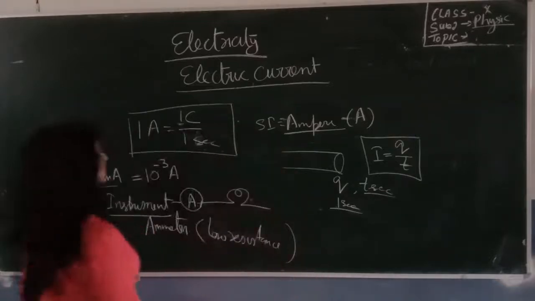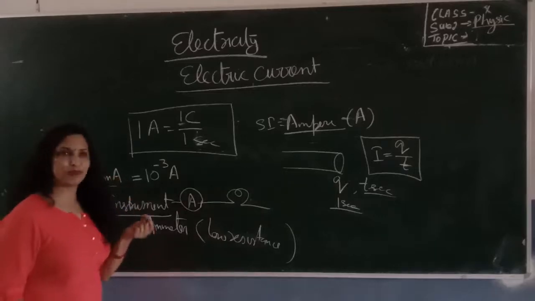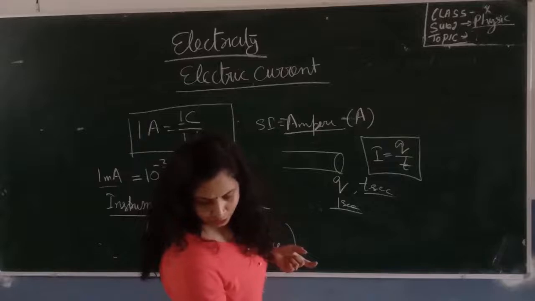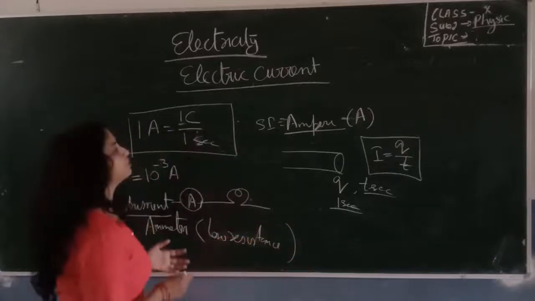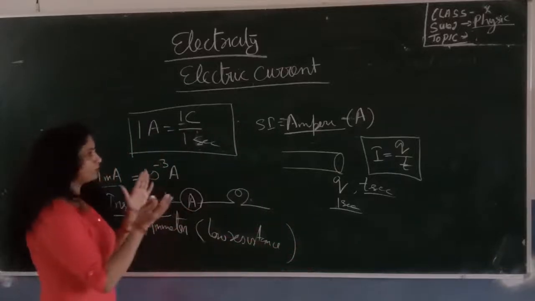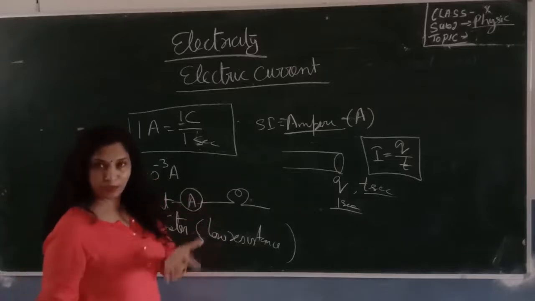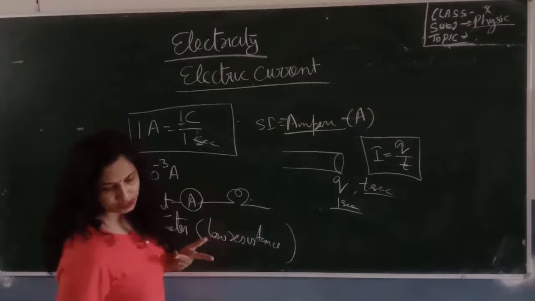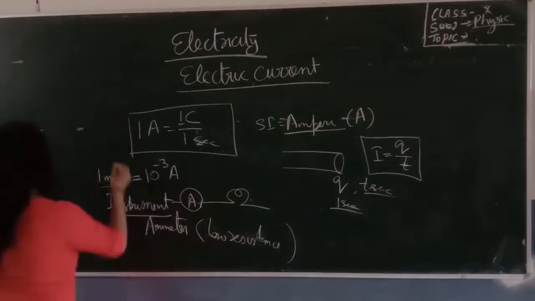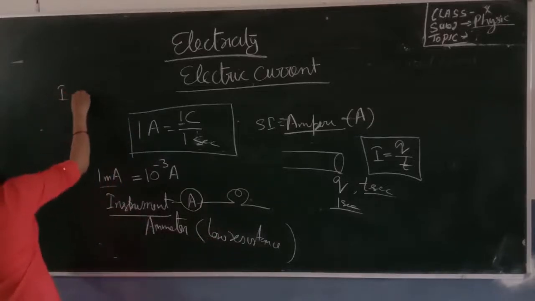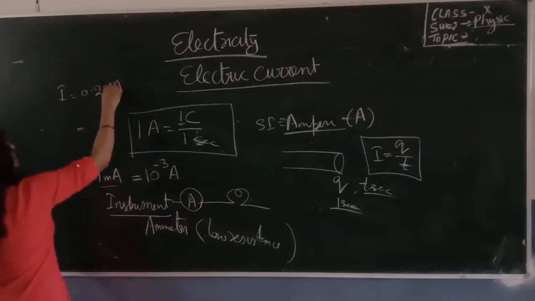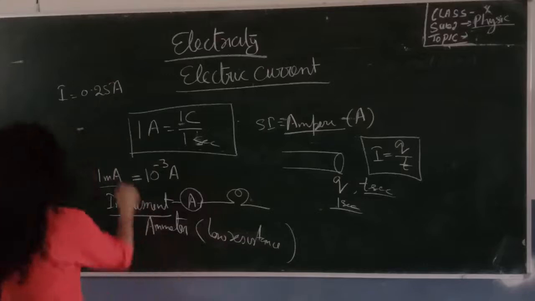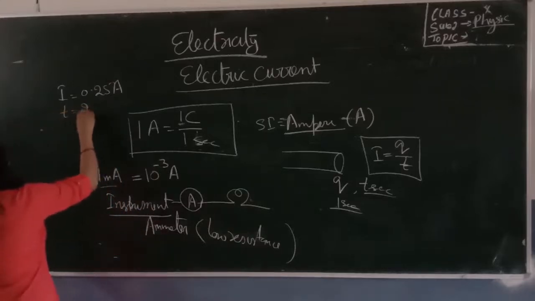Okay, now we can discuss some simple questions based on I is equal to Q by t. An electric bulb draws a current of 0.25 ampere. First, we should write the different values which we have from the question. An electric bulb draws a current of 0.25 ampere. What is this? This is the current flowing through the wire, 0.25 ampere, for 20 minutes. Time is equal to 20 minutes.